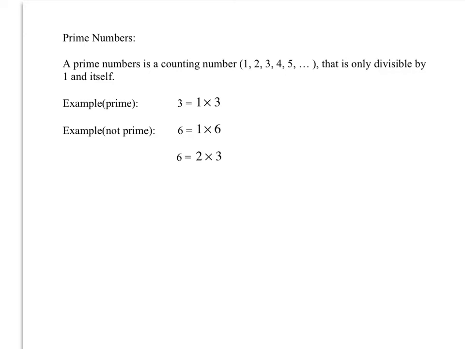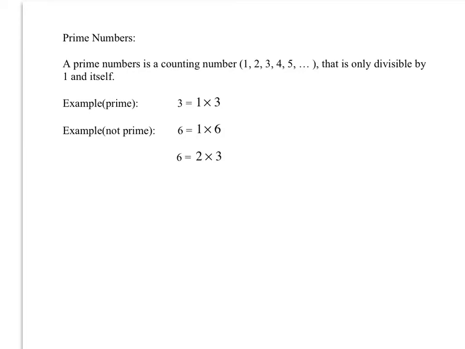In this video we're going to consider prime numbers and how to find prime numbers. Okay, first of all, prime numbers are simply counting numbers like 1, 2, 3, 4, 5, and so forth. A prime number is a counting number that is only divisible by 1 and itself.